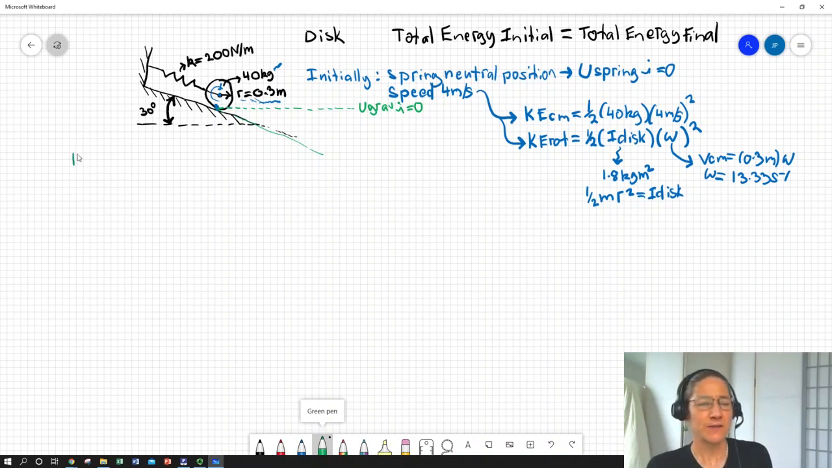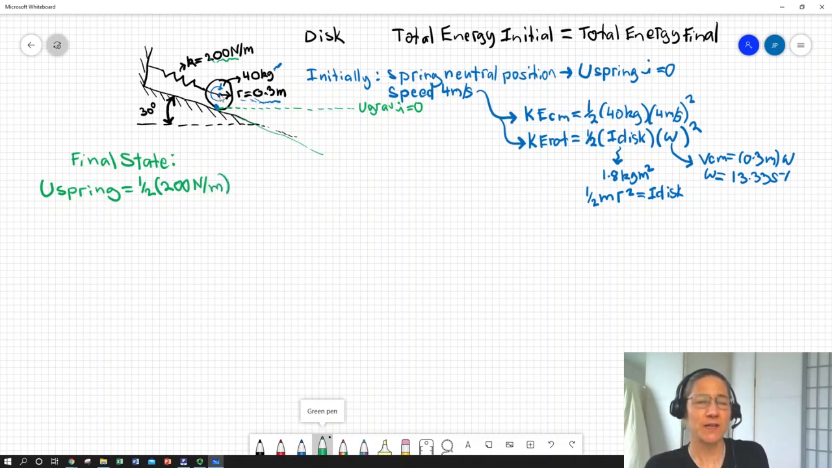So in our final state, we can do another energy tally, and we can say that our U spring will be equal to our spring energy, which is 1/2 times the spring constant, which is 200 newtons per meter, times the stretch of the spring.